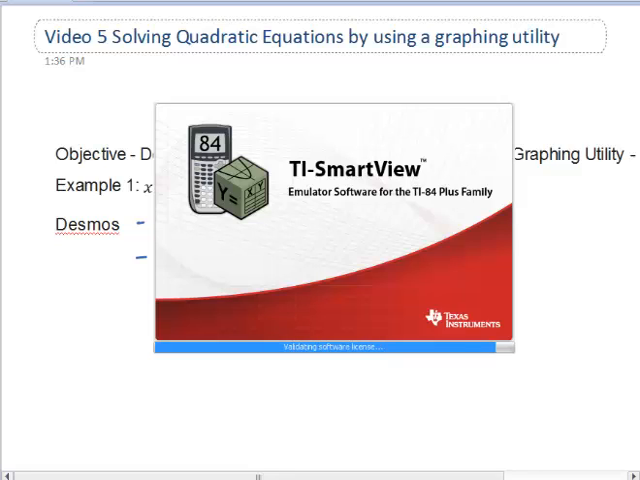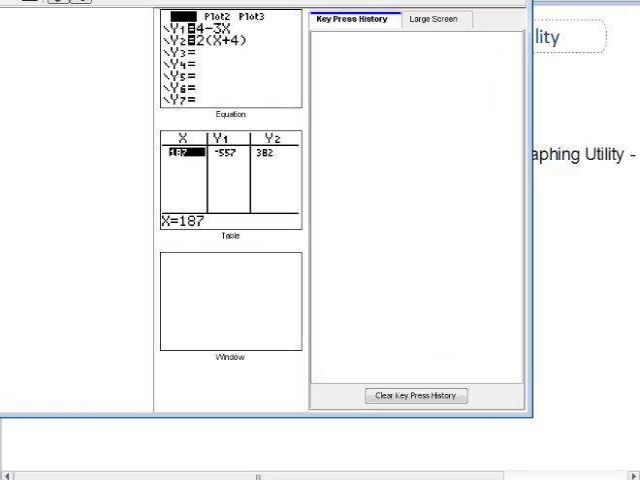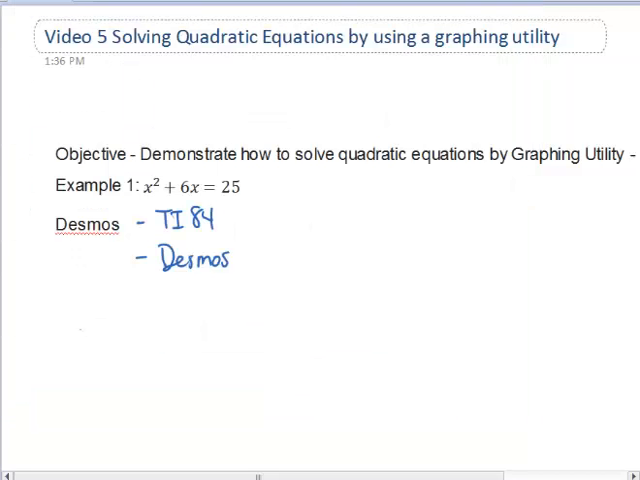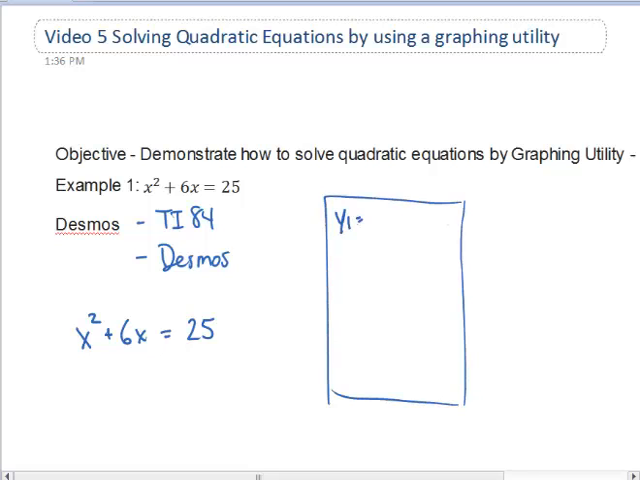So when you're solving a problem like this, we have two parts of the equation. We have x squared plus 6x. When does that equal 25? So in the graphing window, where it says y1 equals and y2 equals, we want to see when y1, the left side, equals y2, which will be 25. And then we'll look for an intersection.